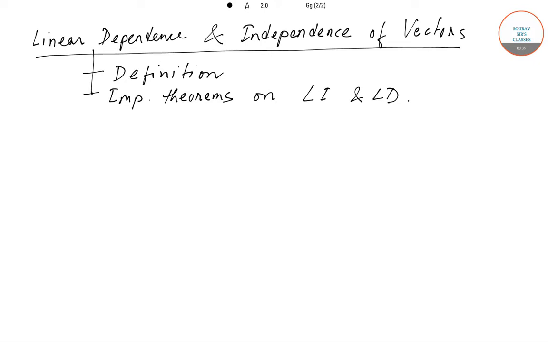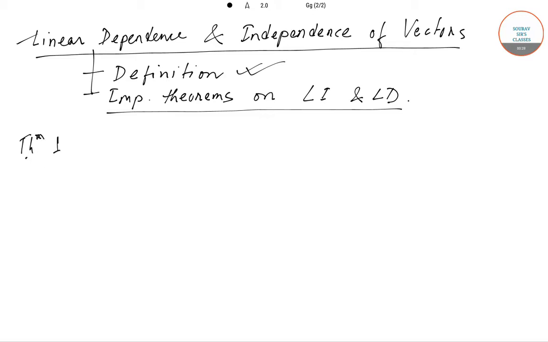We were discussing in the previous class regarding the linear dependence and independence of vectors. We are done with the definition of linear dependence and independence of vectors. Today we'll be going through the important theorems on linear independence and linear dependence. So let us start off with the first theorem.